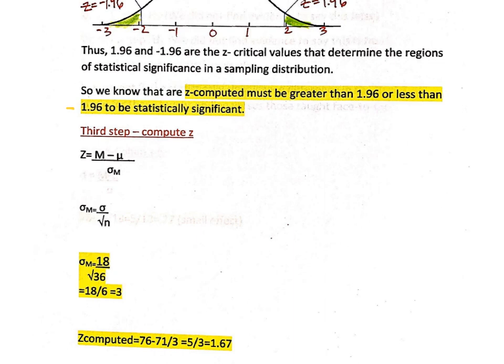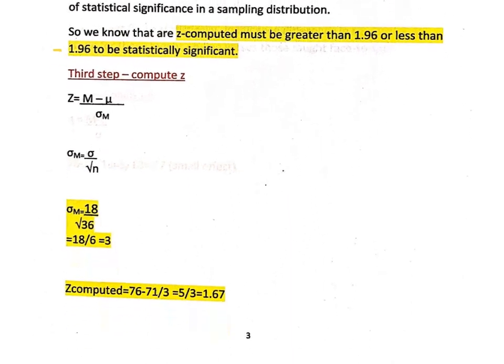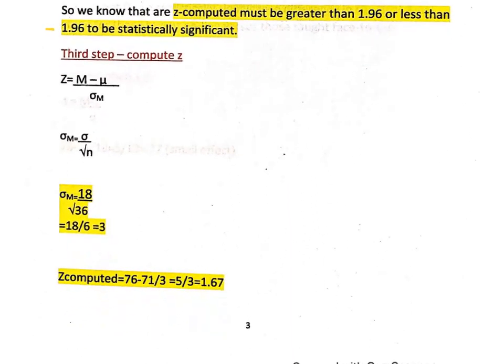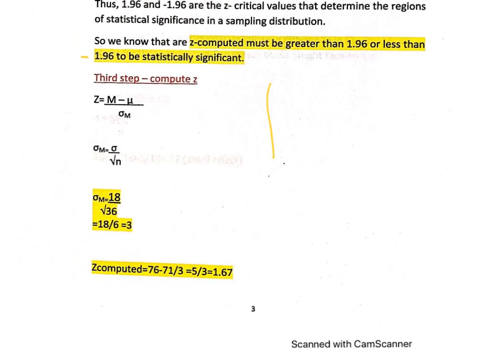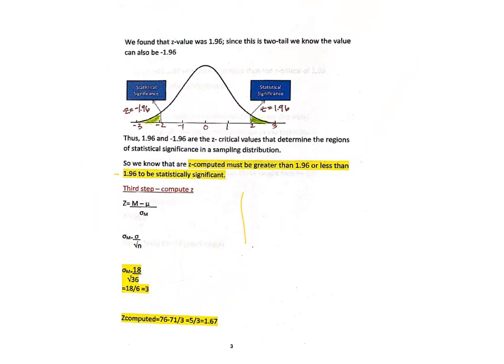The third step is going to be to compute the z. So z equals the sample mean minus the population mean over the standard error. The standard error is equal to the population standard deviation over the square root of n. So we have 18 over the square root of 36, which gives us 3. Then we go ahead and do the z computed, which equals the sample mean minus the population mean divided by 3, which equals 1.67.